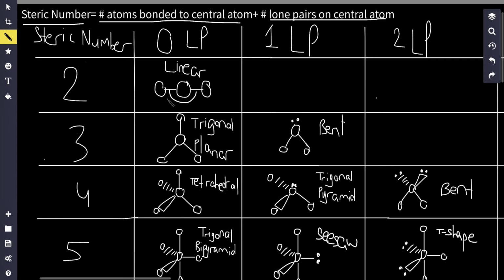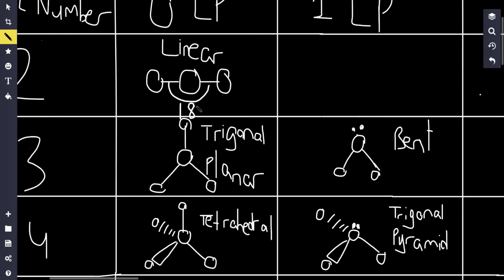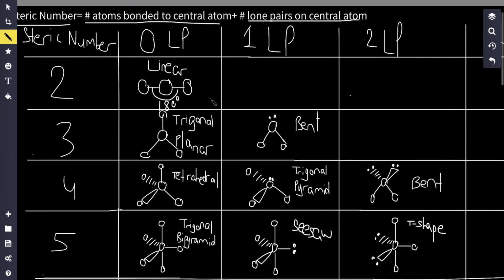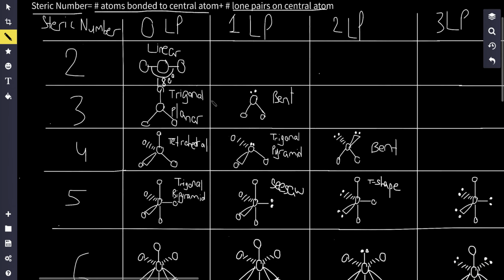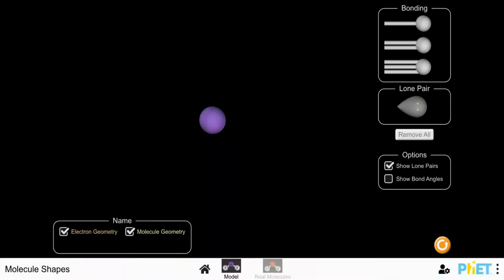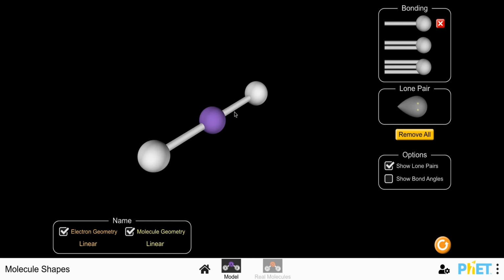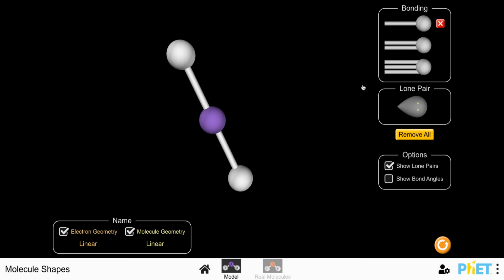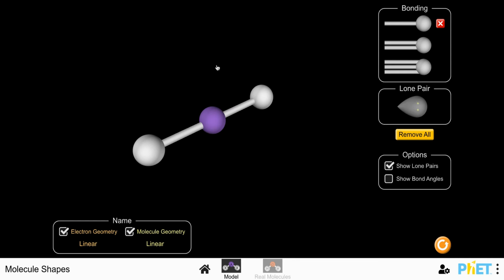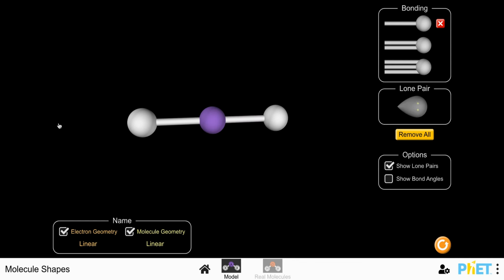Now, a lot of times, VSEPR theory is very hard to visualize. So for that reason, I actually have a simulation here. This is the PhET Colorado simulation. Very good. You guys should check this out. I'll have it in the description. Essentially, look, this is my central atom. Let's say if I add 2 bonds to it, this is going to be a linear structure. The bond angle is going to be 180 degrees.